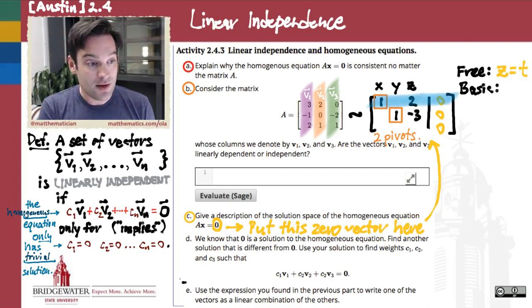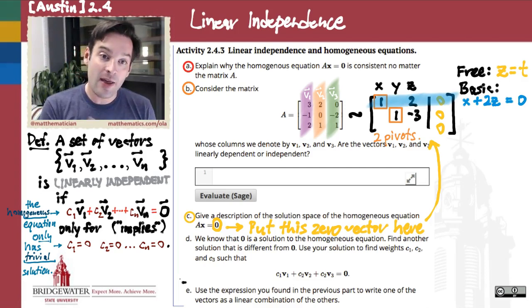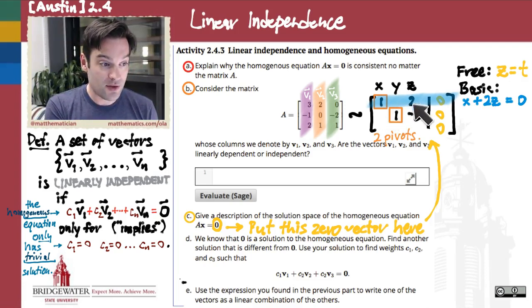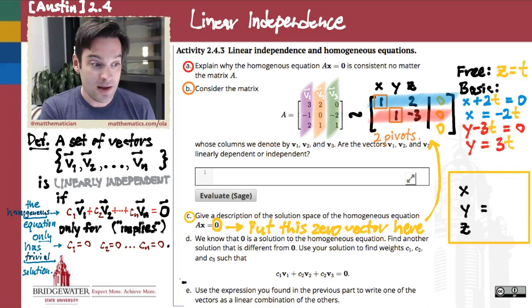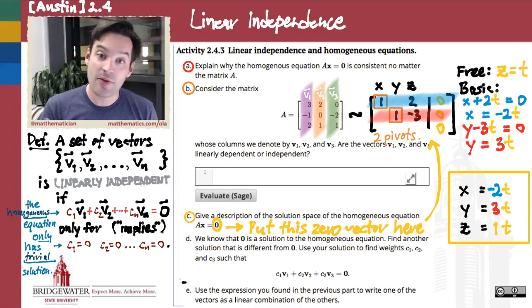So now that I know that z is going to be a free parameter t, all I have to do is use the other equations, the other rows, to solve for the basic variables x and y in terms of the free variable. So in the first row, x plus 2z is equal to 0, but z is another name for my free parameter t. So I'll put a t in place of my z, and I find out that x is negative 2t. Same thing for this second row, y minus 3z is equal to 0, but again z is my free parameter t. So y is equal to 3t, and I now have a parametric description of my solution space.